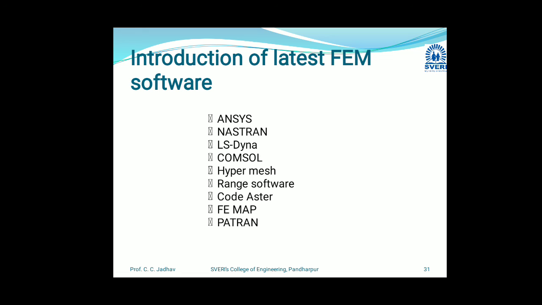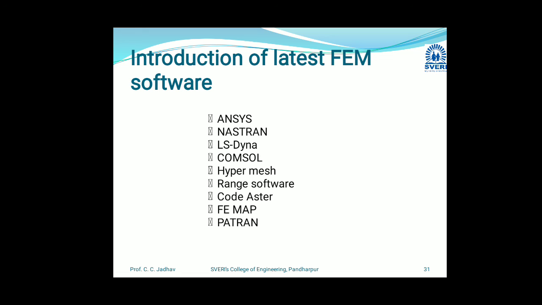Then second, Nastran. It is developed by MSC. It was originally developed for NASA, and nowadays it is commercially available for many software companies. So it was basically developed for NASA, and it is currently available to many companies for commercial use. Next, LS Dyna. It is developed by LSTC. It is specially used for crash analysis. So this type of software is used for separate crash analysis.